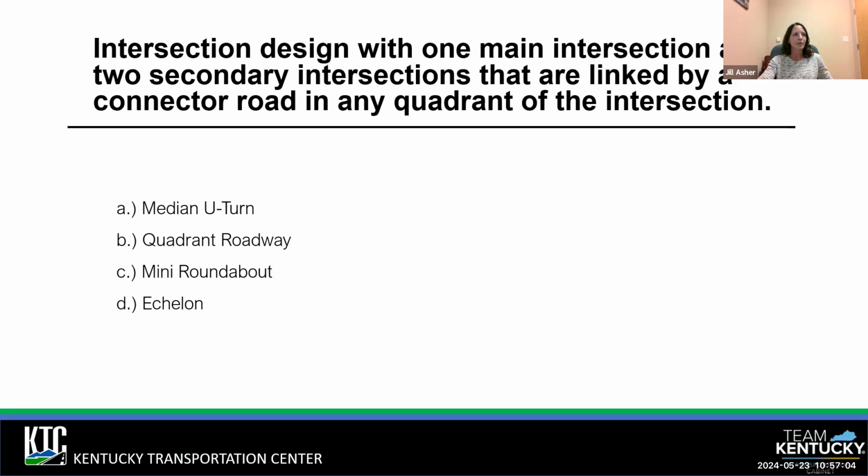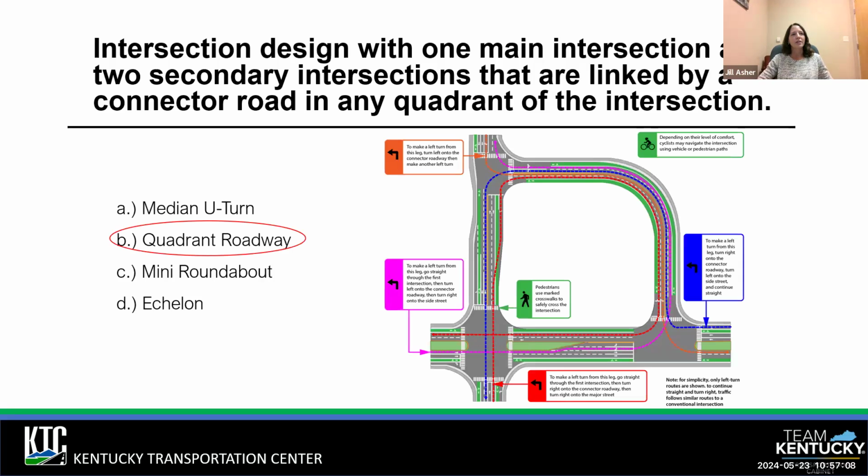Yeah, that's right. It's not meant to be hard. It's the quadrant roadway. So again, it takes some of those turning movements off the main line, the main intersection, and puts them onto these two nodes on the quadrant.